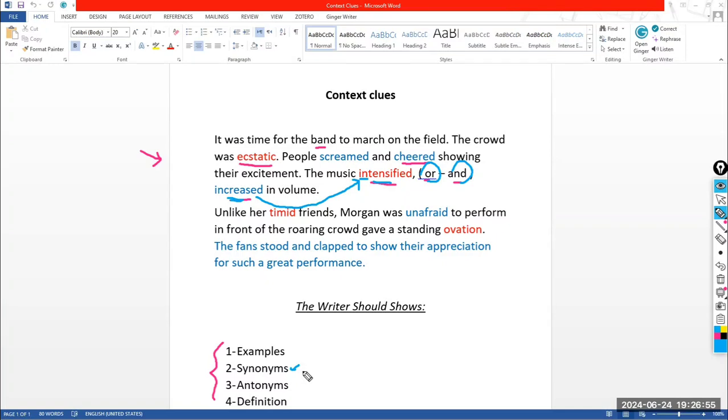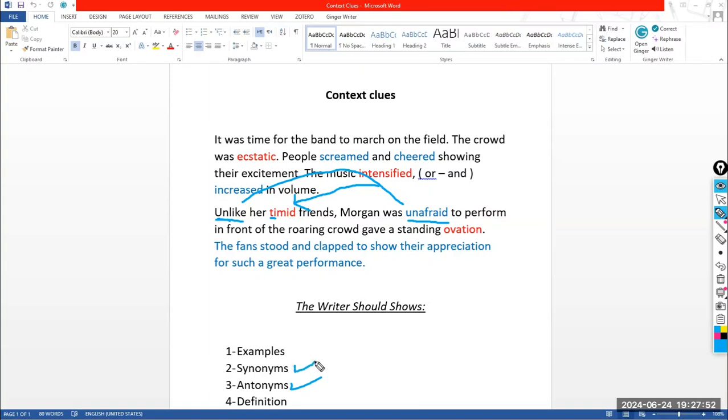Now, let me continue reading just to show you how the writer is going to use another skill. Unlike her timid friends, Morgan was unafraid. Let's imagine, Malak, that in the Duolingo exam, you have only TI or maybe T, and you don't know how to complete this word. What do we have here? Unlike. Unlike is the opposite. In the next clause, we have unafraid, and we have unlike. What is the opposite of unafraid? Afraid. So the meaning of timid is afraid. Notice how the writer used what? Antonyms.